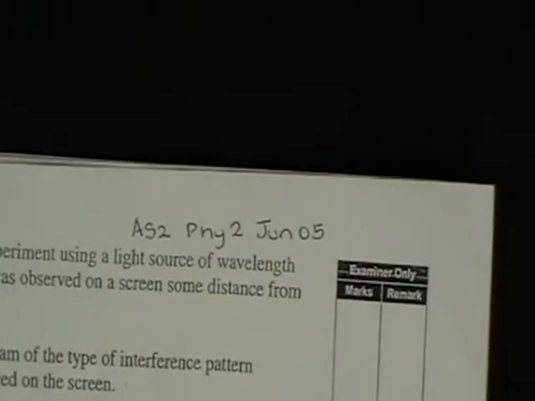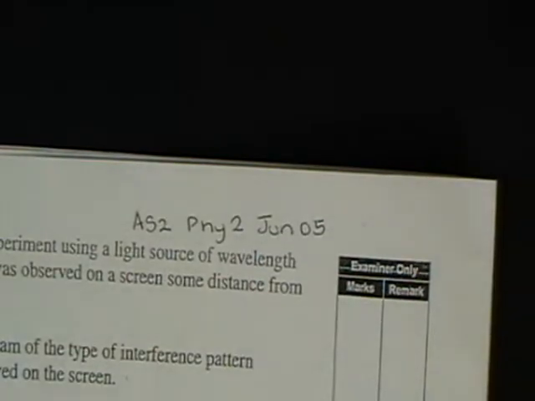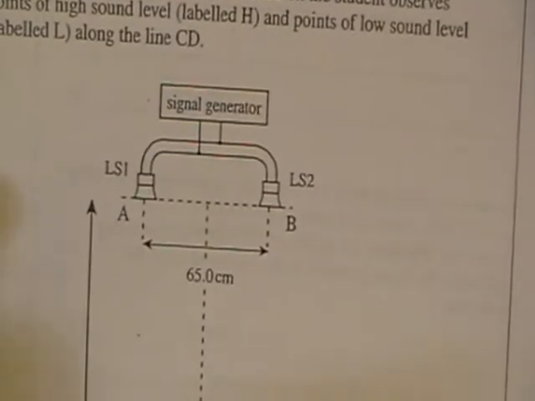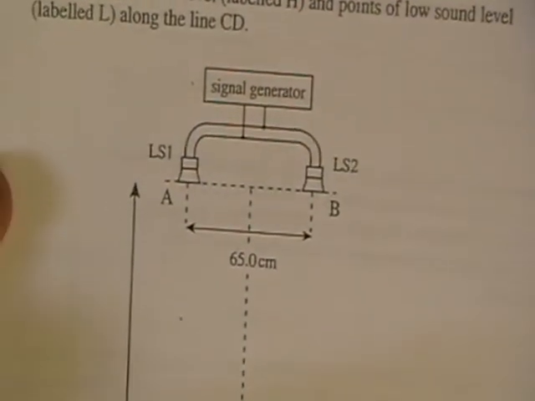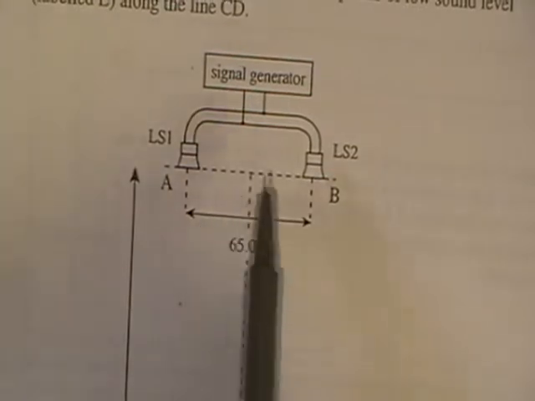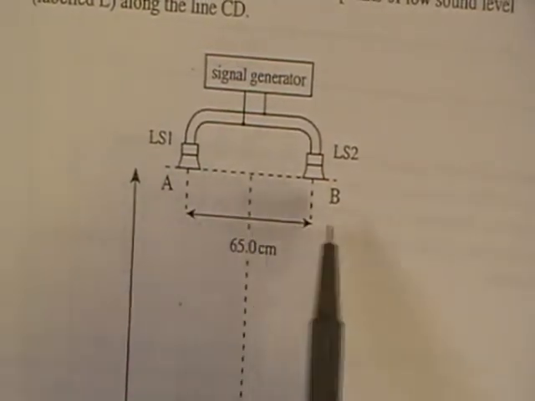Okay, part B of this question, that is AS2 Physics 2 June 2005, question 5. It is an interesting question because this is a development of the Young's double slit and the use of the equation, but it is using, you can see here, a signal generator connected to two loudspeakers.